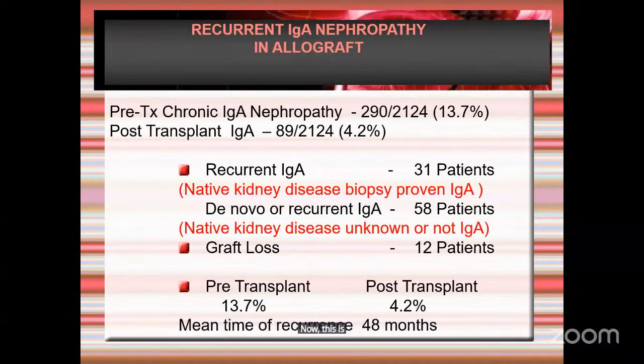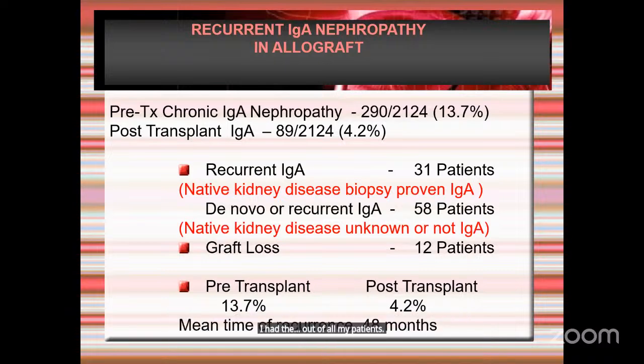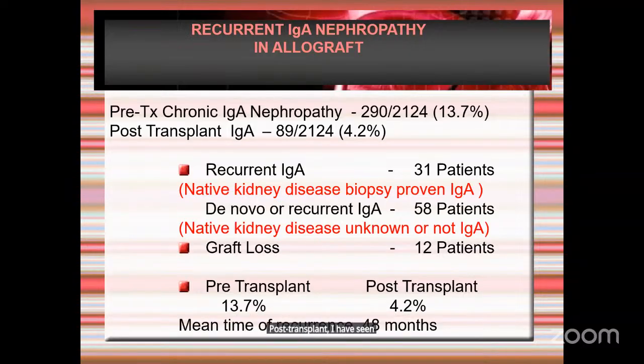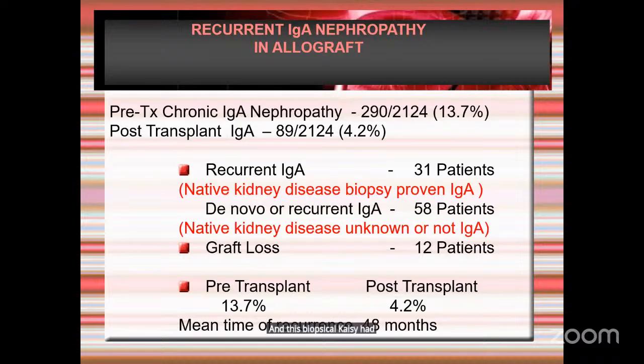Now, this is the data about recurrent IgA nephropathy. I cannot compare to any other center because I haven't seen results. Out of all my patients, pre-transplant chronic IgA nephropathy was present in 290 patients, that is 13.7%. It was biopsy proven. Post-transplant, I have seen 89 patients, that is 4.2%. Recurrent IgA was seen in 31. Recurrent IgA means with these patients, I knew the basic renal diagnosis was biopsy-proven chronic IgA, and this biopsy-proven IgA had a recurrence in 31 patients.